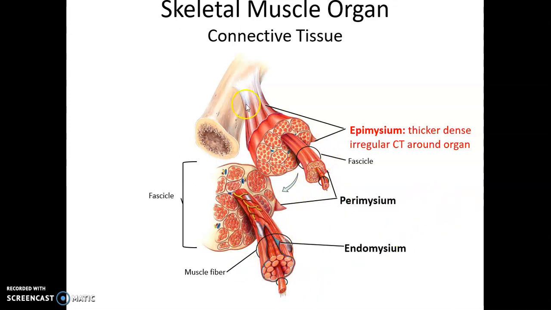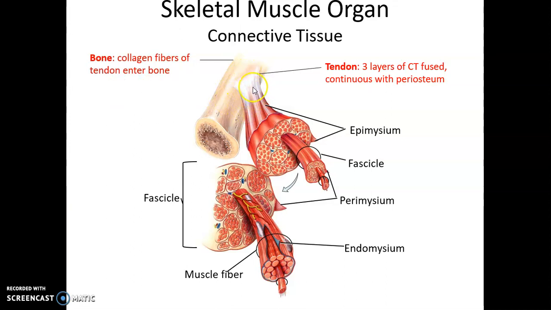And all of these connective tissue structures run the length of the muscle and fuse to help form the tendon. So the tendon is kind of a continuous structure that runs through the muscle organ itself. And then the tendon will fuse with the perimysium, and collagen fibers from the tendon embed within the bone itself, making for a very strong connection between the tendon and the bone.